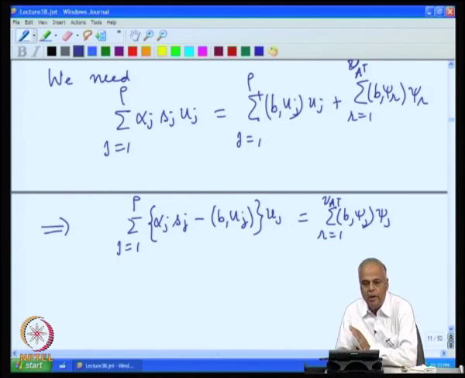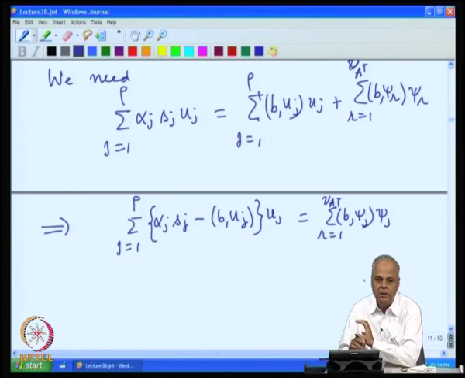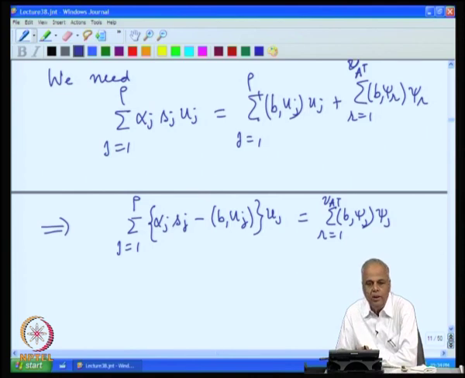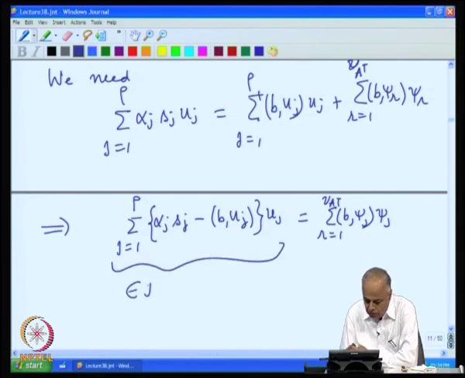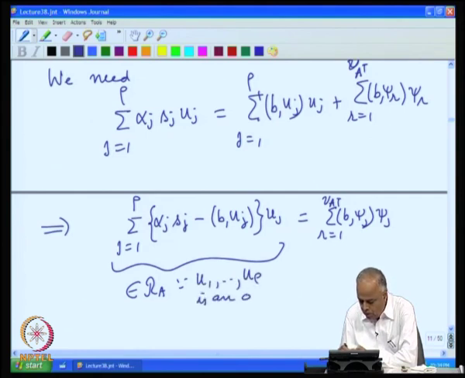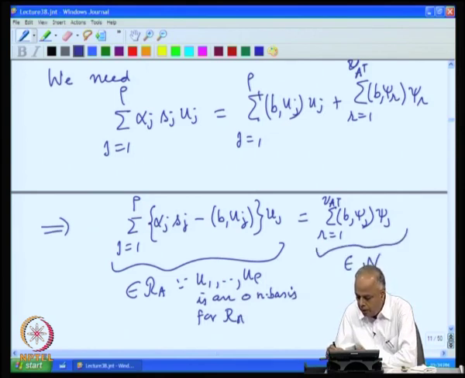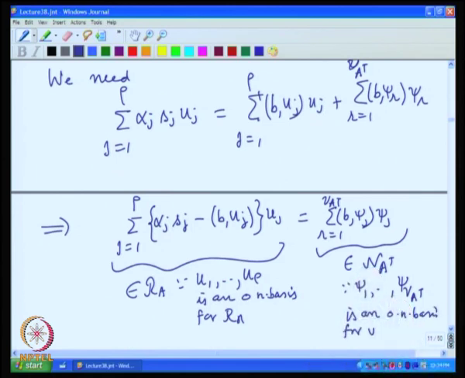Now, the vectors u j are all in the range of A. If you look at the picture that we drew, the u 1, u 2, u rho were a basis for the range of A. So, any linear combination of u 1, u 2, u rho will also be in the range of A, because u 1, u 2, u rho is an orthonormal basis for the range of A. Similarly, this is in the null space of A transpose, because psi 1 to psi nu A transpose is an orthonormal basis for the null space of A transpose.